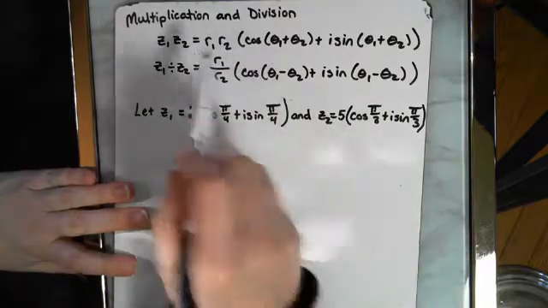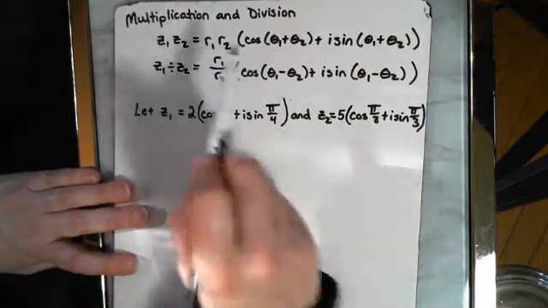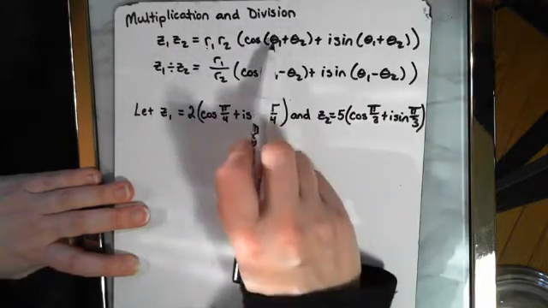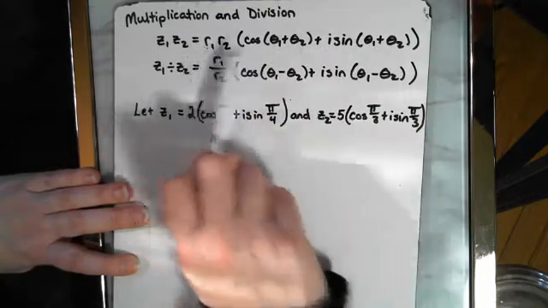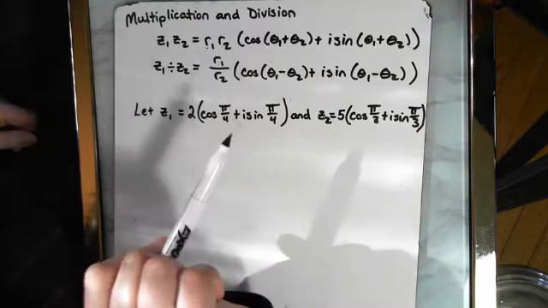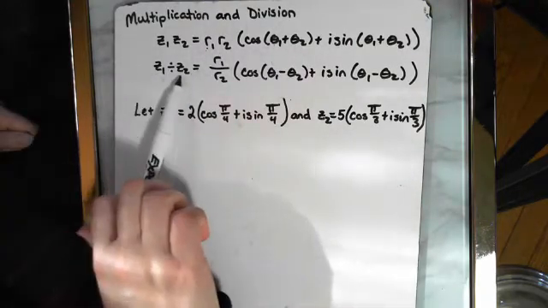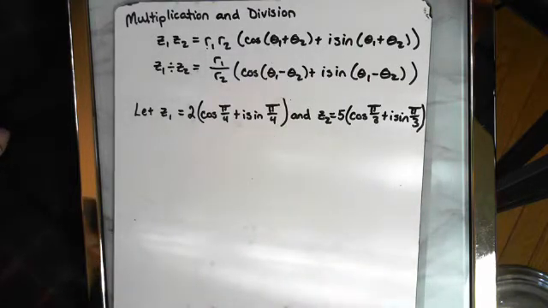I like these formulas because they're kind of easy to remember. If I'm multiplying complex numbers, what I do is multiply the two moduli and I add the two arguments. Okay, and it stays in complex form. For division, you divide the two moduli and you subtract the two arguments. And it's as simple as that. So let's take a look at an example.